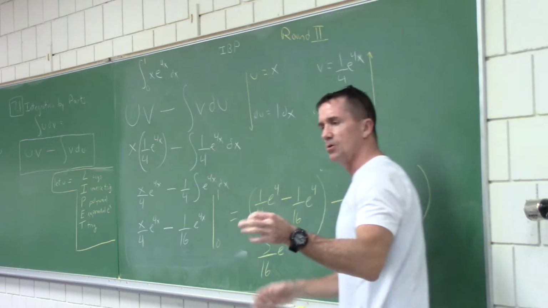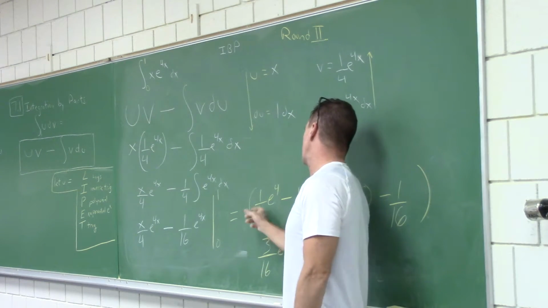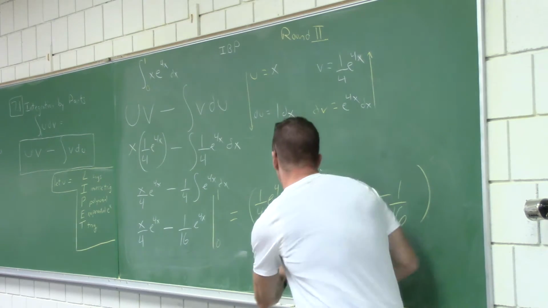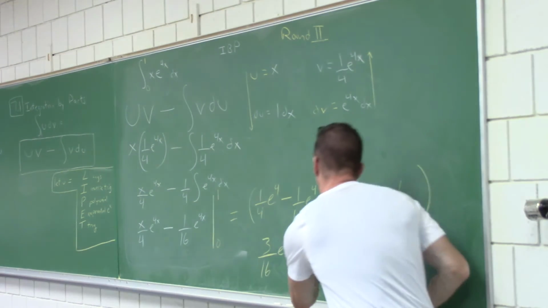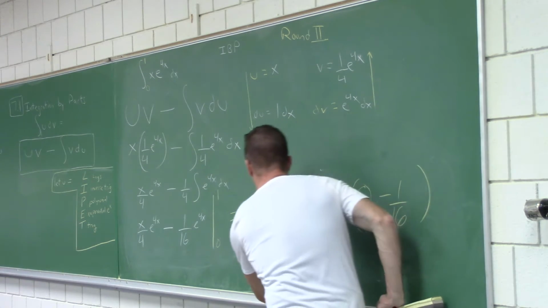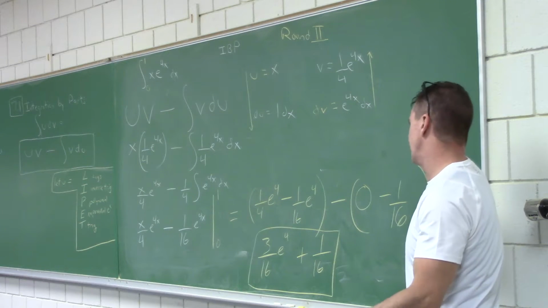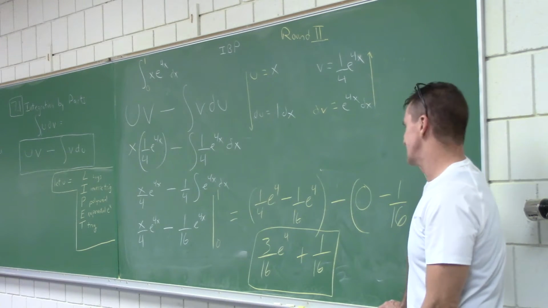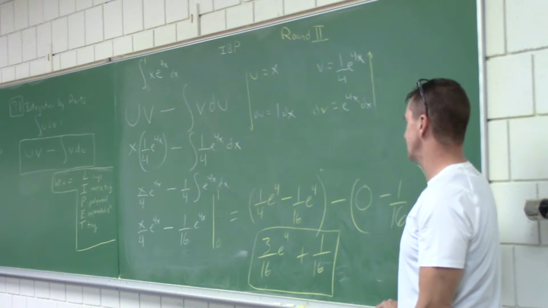Even if you hate dealing with these fractions that are different, you have to get the common denominator. It's not that bad. And you said plus 1/16. There it is. That's the integral, unless you want to factor out a what? 1/16, 3 e to the 4 plus 1 in parentheses. You can do that too.